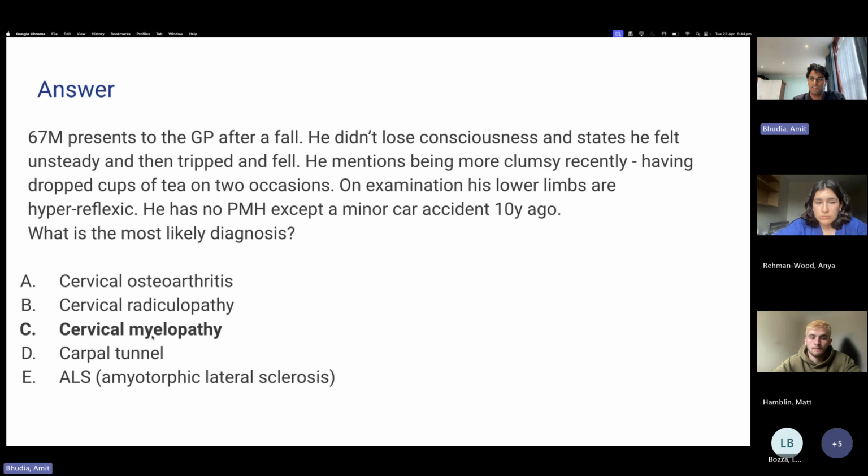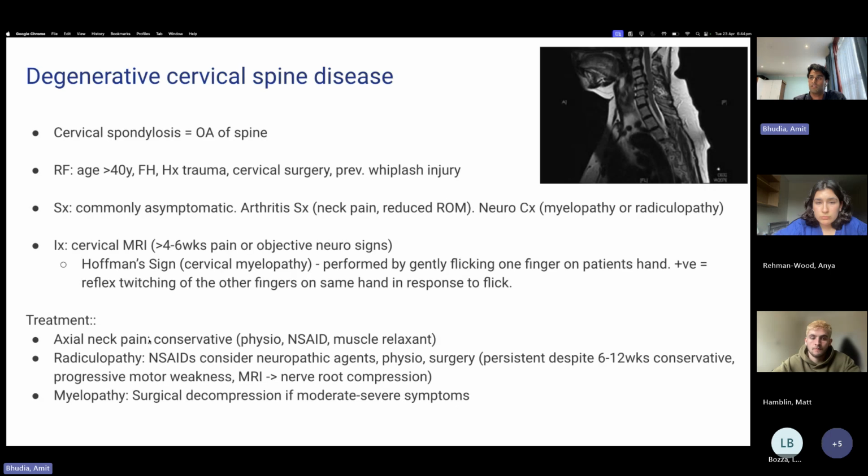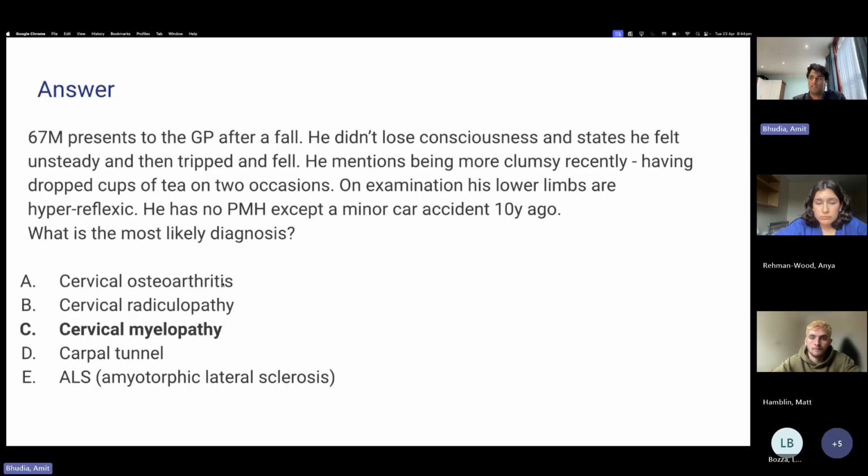So the right answer is C, cervical myelopathy, because I think in the stem, the hyperreflexia gives it away, because it's causing an upper motor neuron lesion, and it's more likely to cause sort of pain, loss of motor function, sensory numbness, and loss of autonomic function. And then specifically for cervical myelopathy, you can use Hoffman's sign, which is where you gently flick one of the fingers on the patient's hand, and then if you see the other fingers on the same hand twitching, that's a positive sign.